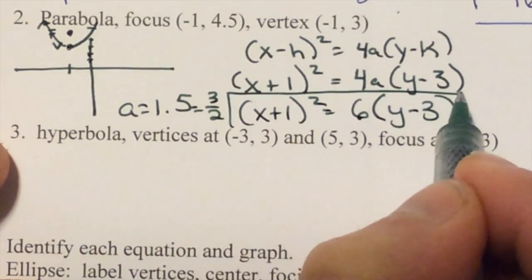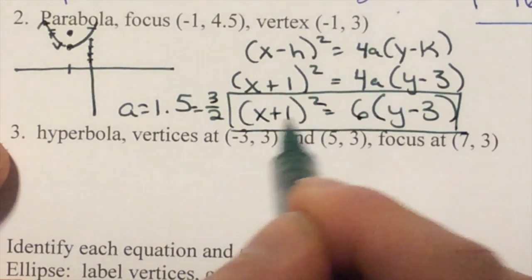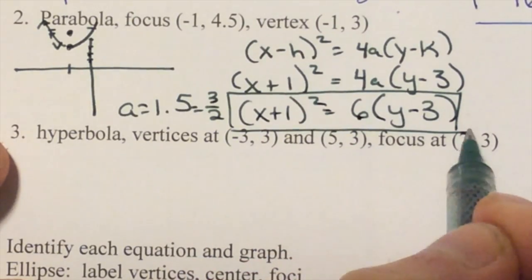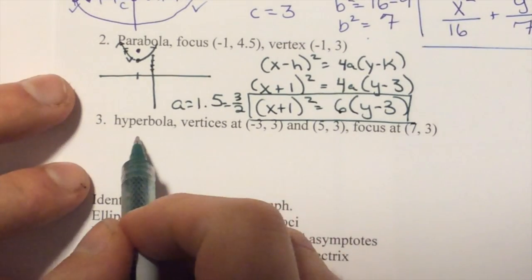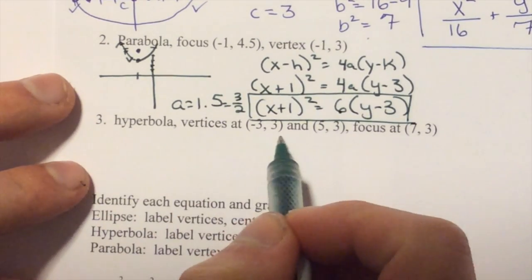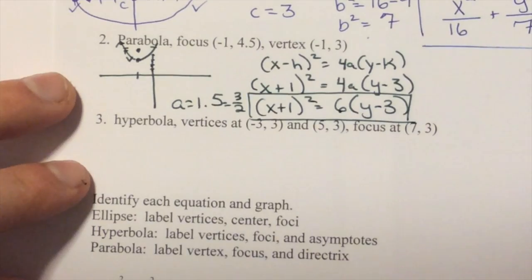There's my equation for the second one. The answer is (x + 1)² = 6(y − 3). Last one for this section. Find a hyperbola, vertices at (−3, 3) and (5, 3), focus at (7, 3).